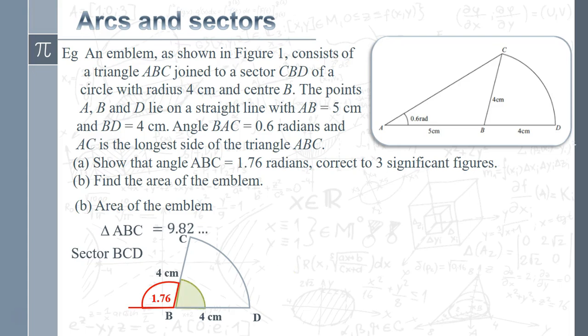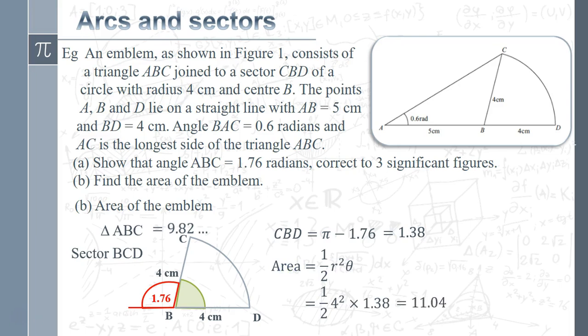So to work out that angle there, which is CBD, all we need to do is the 180 minus, but we're in radians, so it's pi minus 1.76. So that gives us 1.38 for that angle there. And now that we've got that, we just need to plug it into our formula, half r squared theta, with r being 4, theta 1.38. In it goes, and there's the area of the sector.